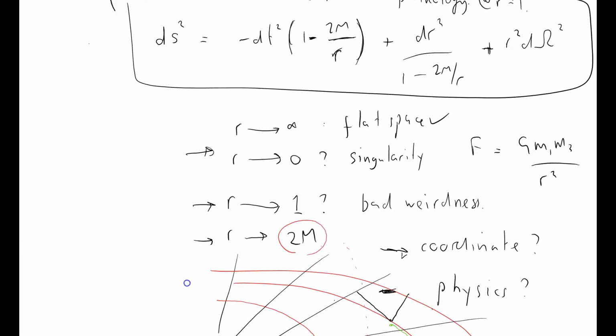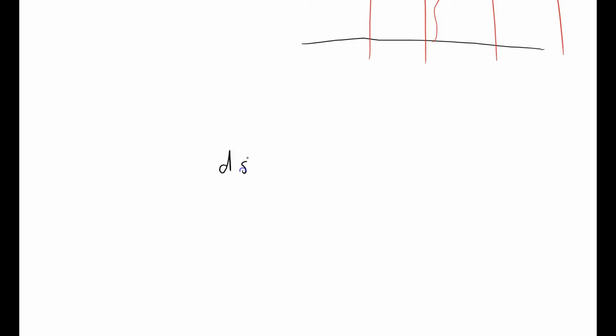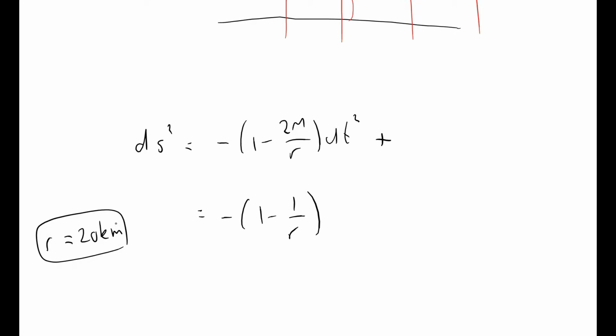And I'm going to show that that's the case in the Schwarzschild geometry. So I'm just going to write it out again. ds squared equals minus (1 minus 2m over r) dt squared, plus dr squared over the same thing, plus r squared d omega squared. My unit of distance is 20 kilometers, which is the Schwarzschild radius, of course.